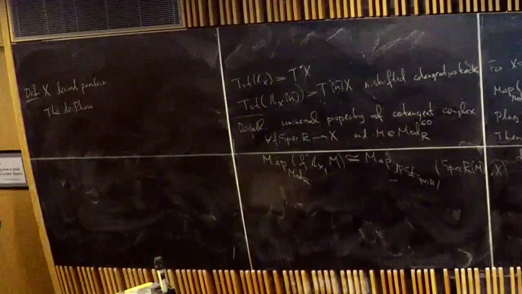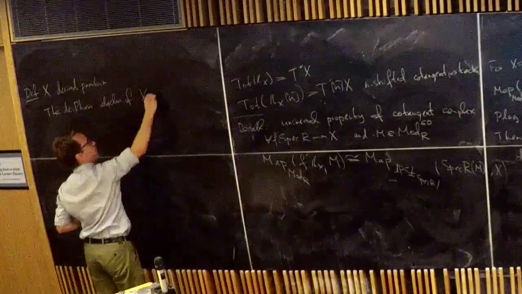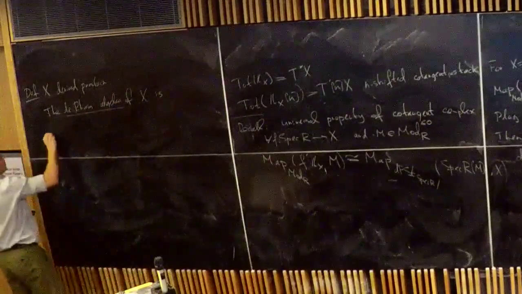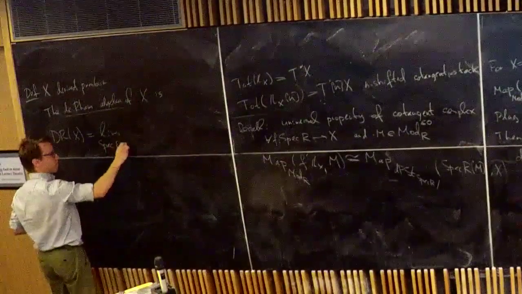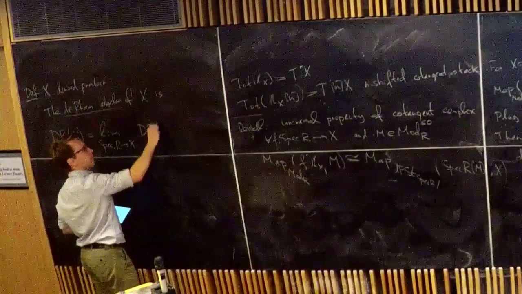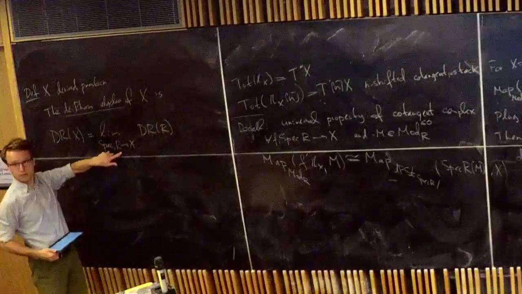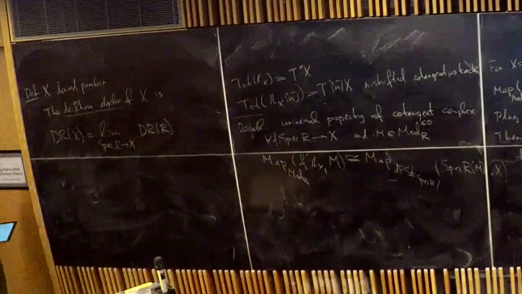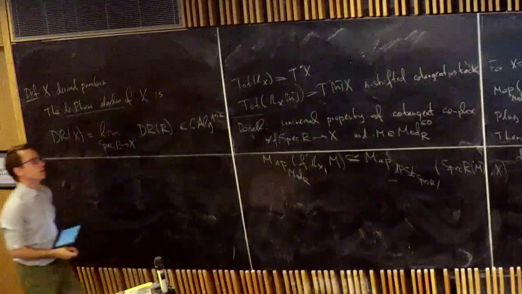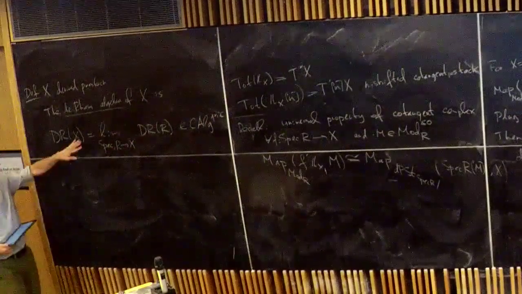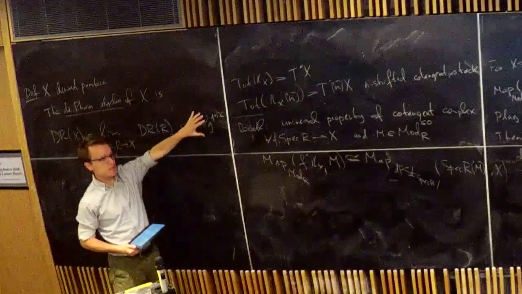So for the derived pre-stack, its de Rham algebra is defined, as I said, as for functions and coadjoint machines. I'll take the limit over all affines mapping to X of the de Rham complex of the affine. So again, what this means is that for every affine mapping to X, you have a differential form, and they're compatible on the maps. And this limit is taken in the category of graded mixed algebras. Okay, so this is a little bit abstract, and in general it's impossible to get any handle on this object. So we only know this is a graded mixed object.